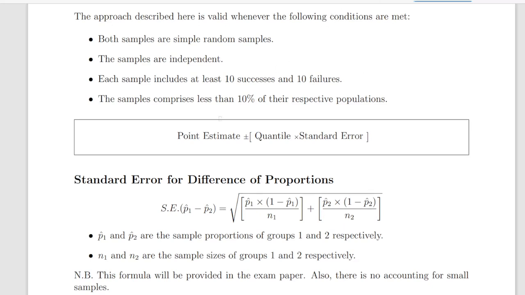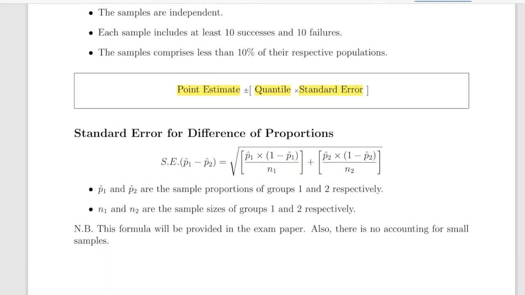Now, just as a quick remark, this is the structure of a confidence interval. Point estimate plus or minus the quantile times the standard error. That's consistent the whole way throughout this whole set of exercises. Now, I'm going to focus in on standard error for difference of proportions here. Okay. Just as a quick remark, this is specifically for confidence intervals. There is a slightly different version of this when you are doing hypothesis testing.